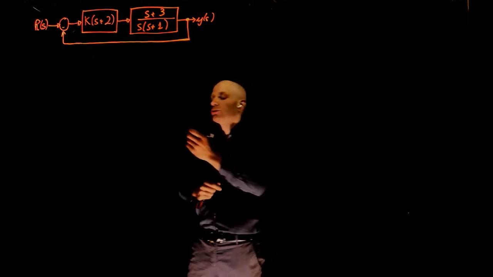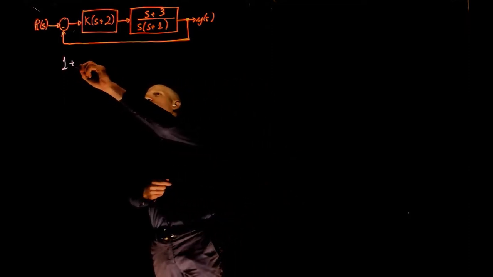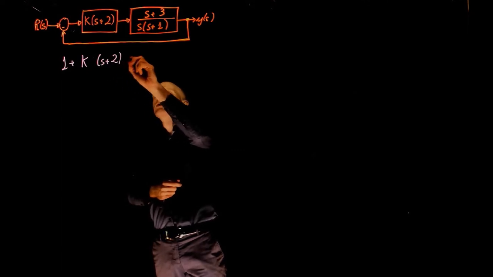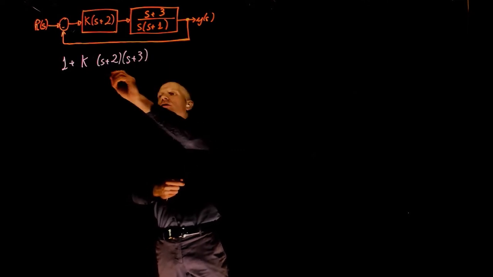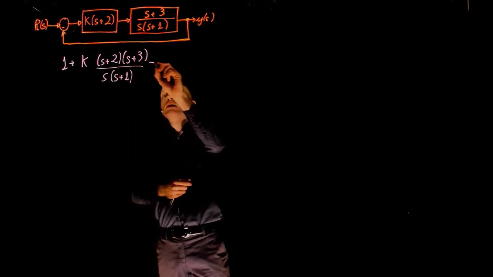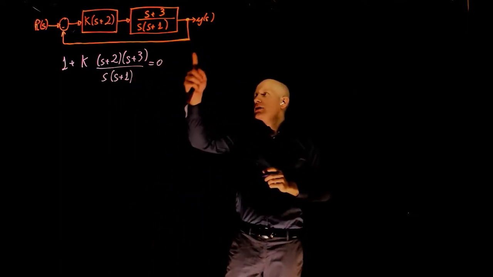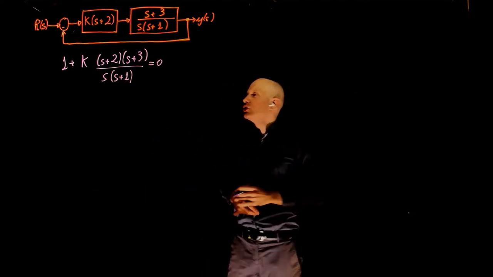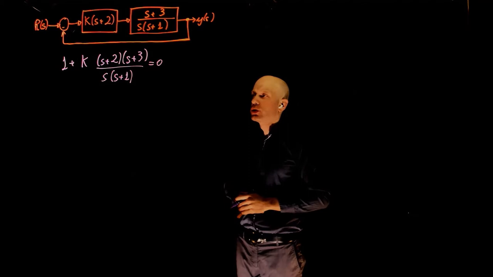The characteristic equation for this system is simple. It's simply 1 plus K times (S+2)(S+3) divided by S(S+1) equals 0. And because this is a unit feedback loop, we have the characteristic equation in the standard form that we need for root locus analysis.